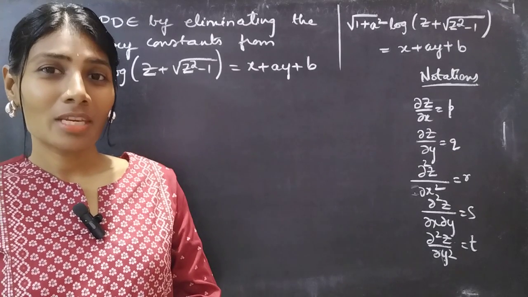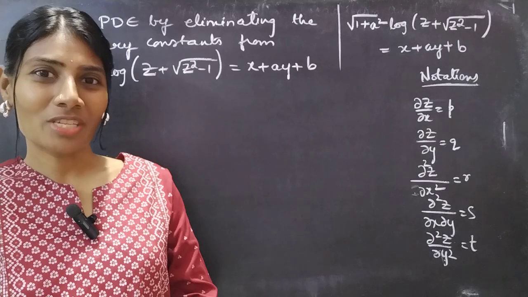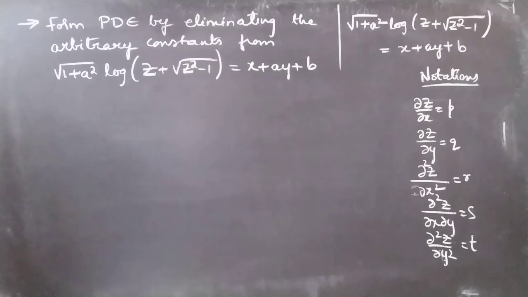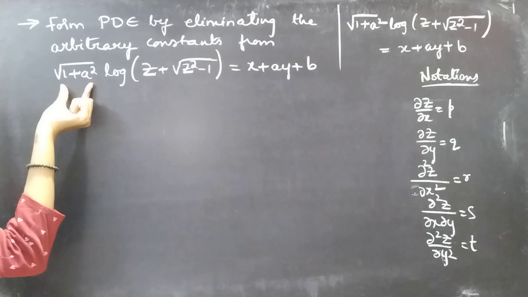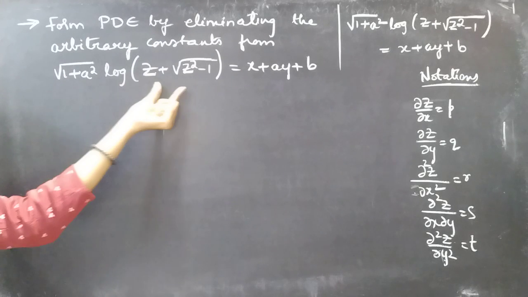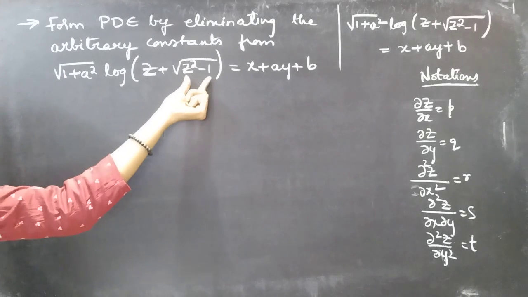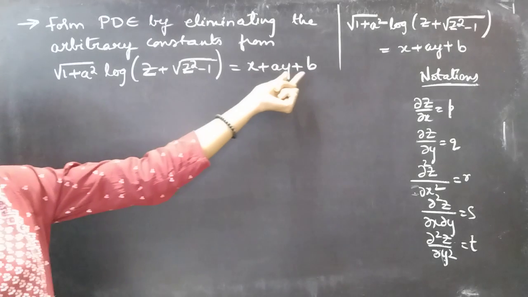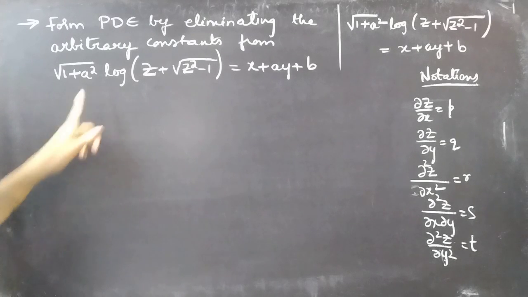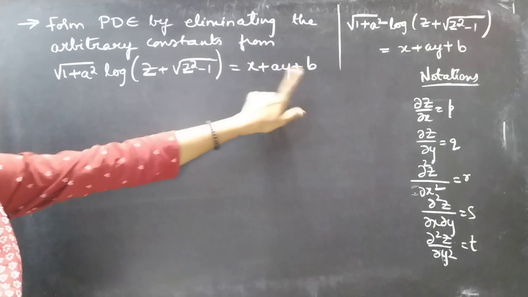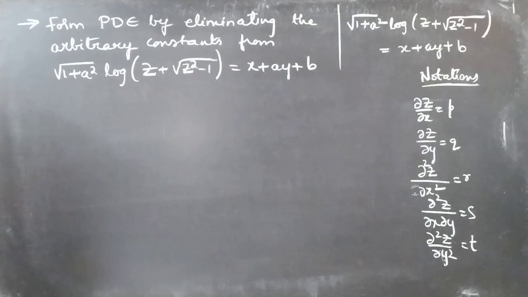In this video, we're going to see a problem from partial differential equation. So let's get going. Problem: form partial differential equation by eliminating the arbitrary constants from square root of 1 plus a square into log of z plus square root of z square minus 1 equal to x plus ay plus b. So here we are given an equation. We are asked to form a partial differential equation by eliminating the arbitrary constants a and b.